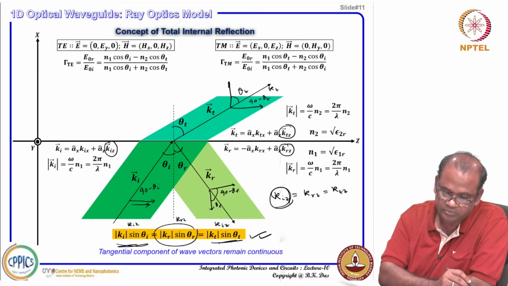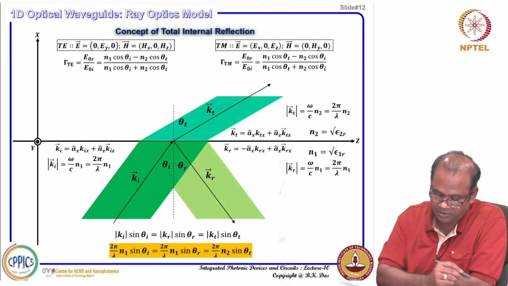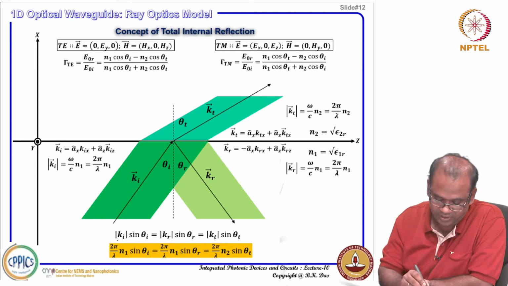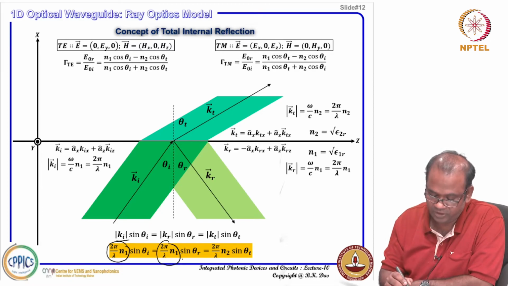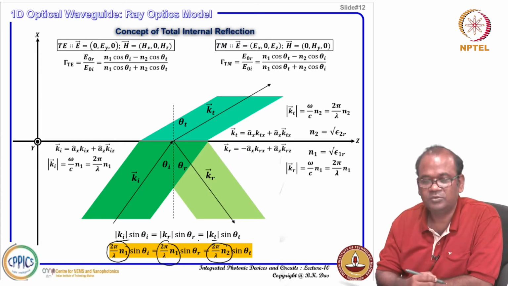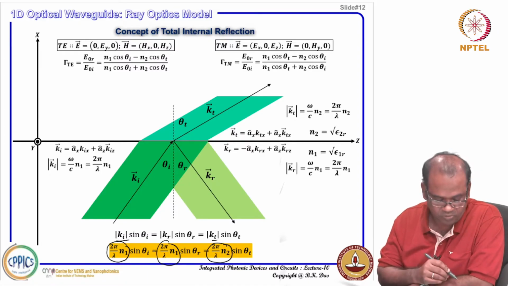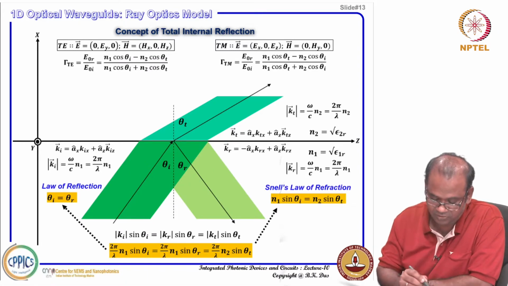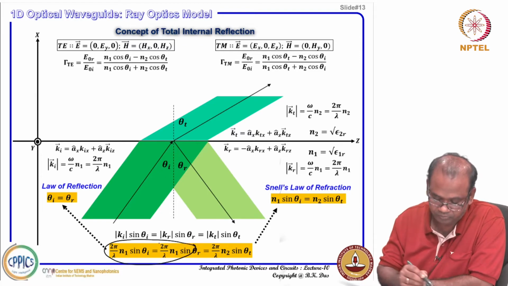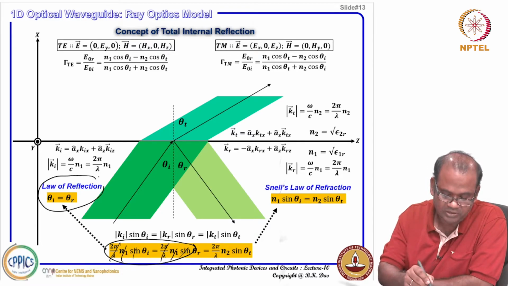Next thing, this one is a little bit modified. We know that Ki is 2 pi by lambda n1, and Kr is 2 pi by lambda n1; Ki and Kr are the same in the same medium. Instead of Kt, I am writing 2 pi by lambda n2. If I use this condition, I get two things. Comparing the first two, 2 pi by lambda cancels, n1 cancels, sin cancels, so theta i equals theta r, which we know as the law of reflection.